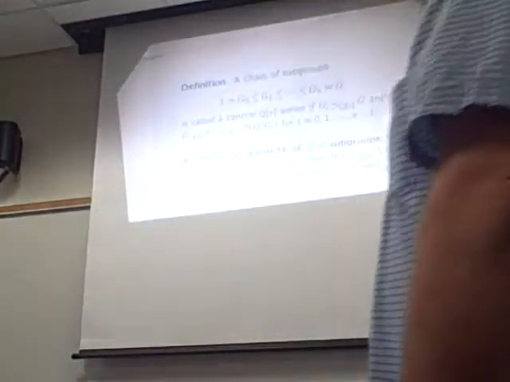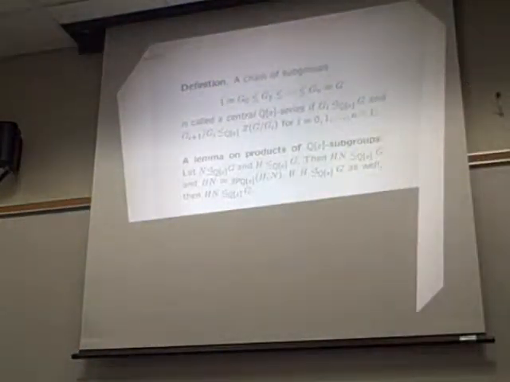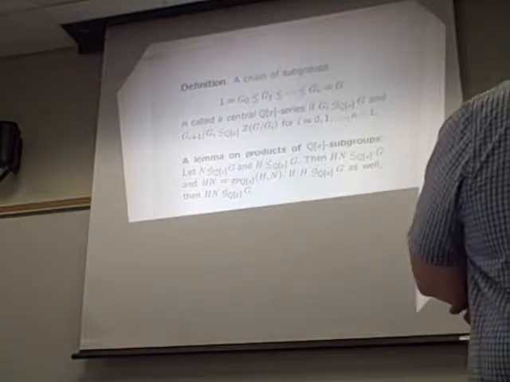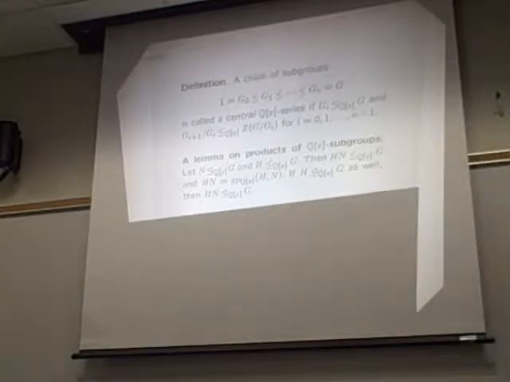Okay, so a lemma on QX subgroups, product of QX subgroups, says this. And again, this just translates over from the usual notion in group theory. If you have two subgroups, one normal and one not, then it turns out that their product is always a QX subgroup, and furthermore, HN is going to be the group generated by H and N. Now, if both subgroups are normal, then it turns out that the product is also normal in G.